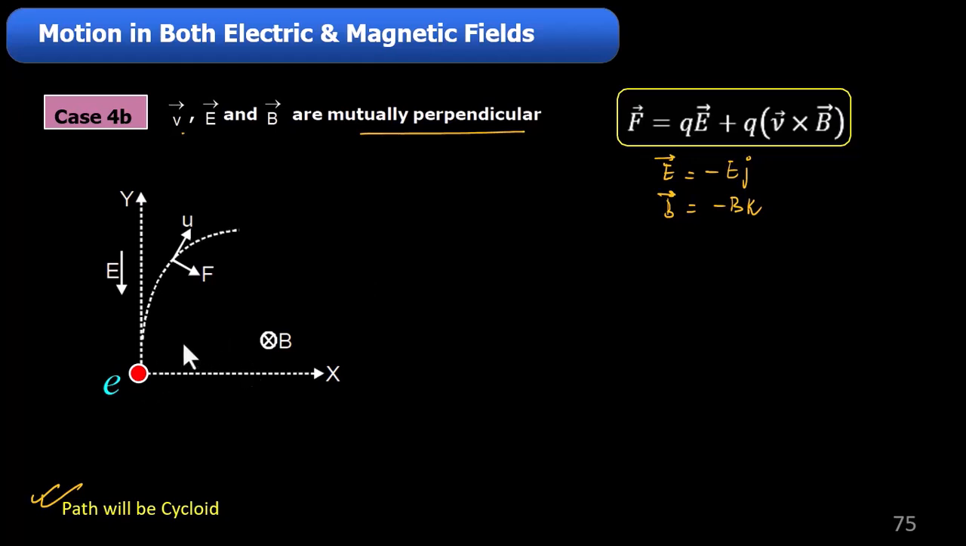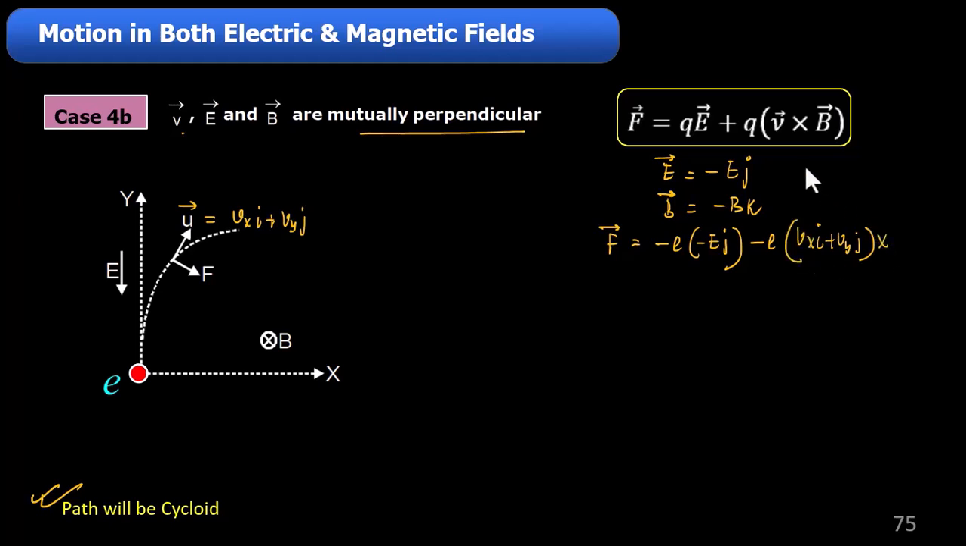So this electron will experience a force of QE plus Q into V cross B. Let us say at any instant the particle is moving with a velocity vector, which is nothing but Vx i plus Vy j. These are the two velocity components of the particle at any instant of time. Because of this, the net force can be calculated as Q into E. The charge of the electron is minus e, and E is minus E into j cap. Again minus e into V cross B, where the V vector is Vx i plus Vy j.